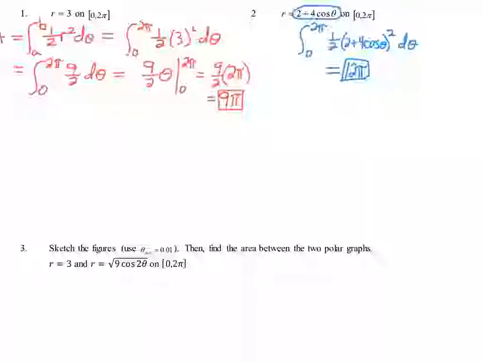So this should be connected. No, it shouldn't. Yes, it should. No, it's undefined at pi over 2, 3 pi over 2. One second. Back to this.